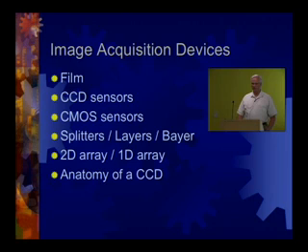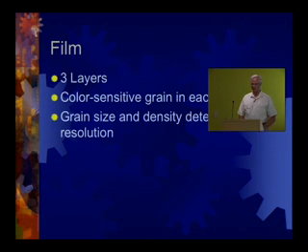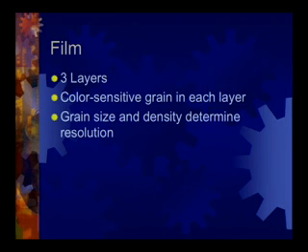You can use 1D arrays or 2D arrays, and also take a look at what a typical CCD looks like. So film generally has 3 different layers. There's a color-sensitive grain in each layer that's sensitive to different portion of the spectrum. And the grain size and the density of the grains will determine what your resolution is.